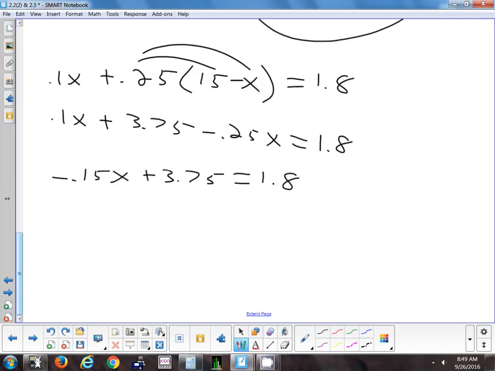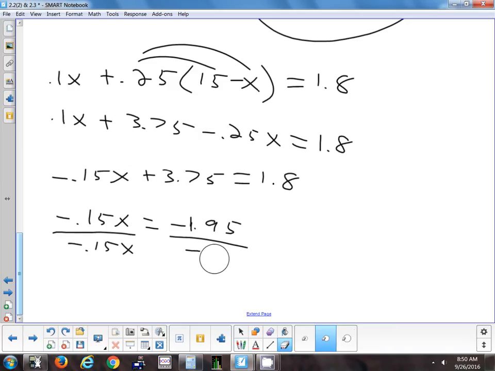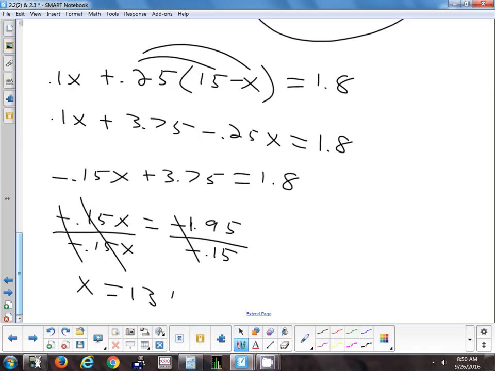Negative 0.15x plus 3.75 equals 1.8. Now we need to bring that 3.75 to the other side, and what do I get when I subtract that? Negative 1.95. Now it's good that we got a negative on both sides, because if I didn't, I'd be running into a negative for the final answer, and we certainly shouldn't get a negative amount of liquid. Okay, so my last step, I'm going to divide. What do you get when you divide 1.95 by 0.15? X equals 13.